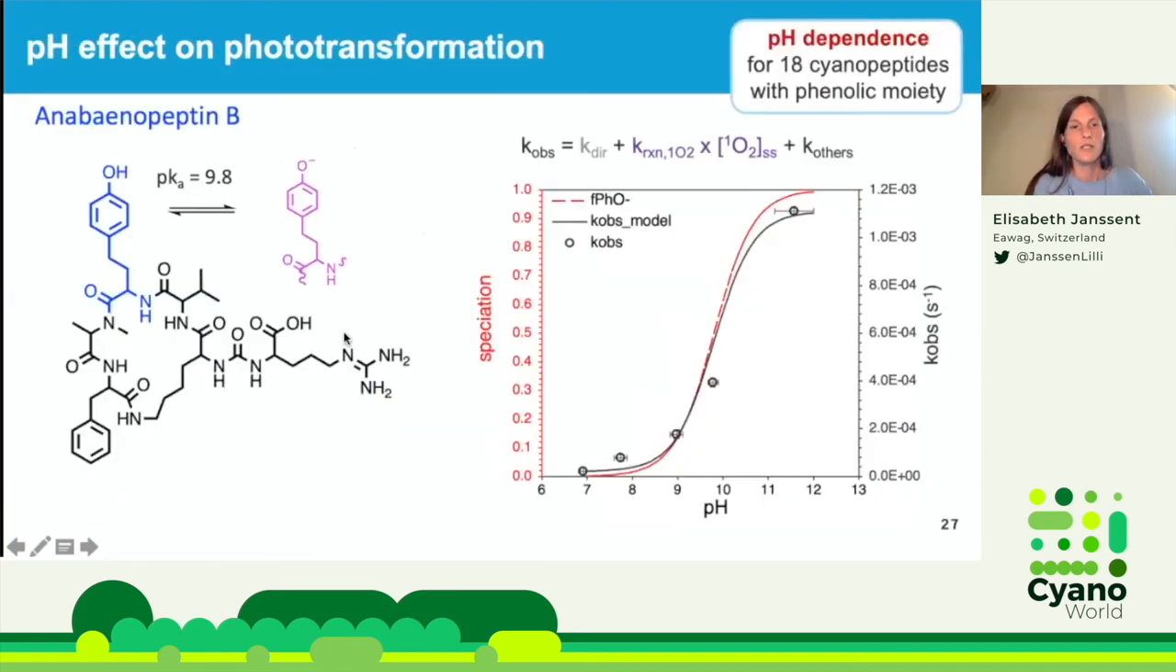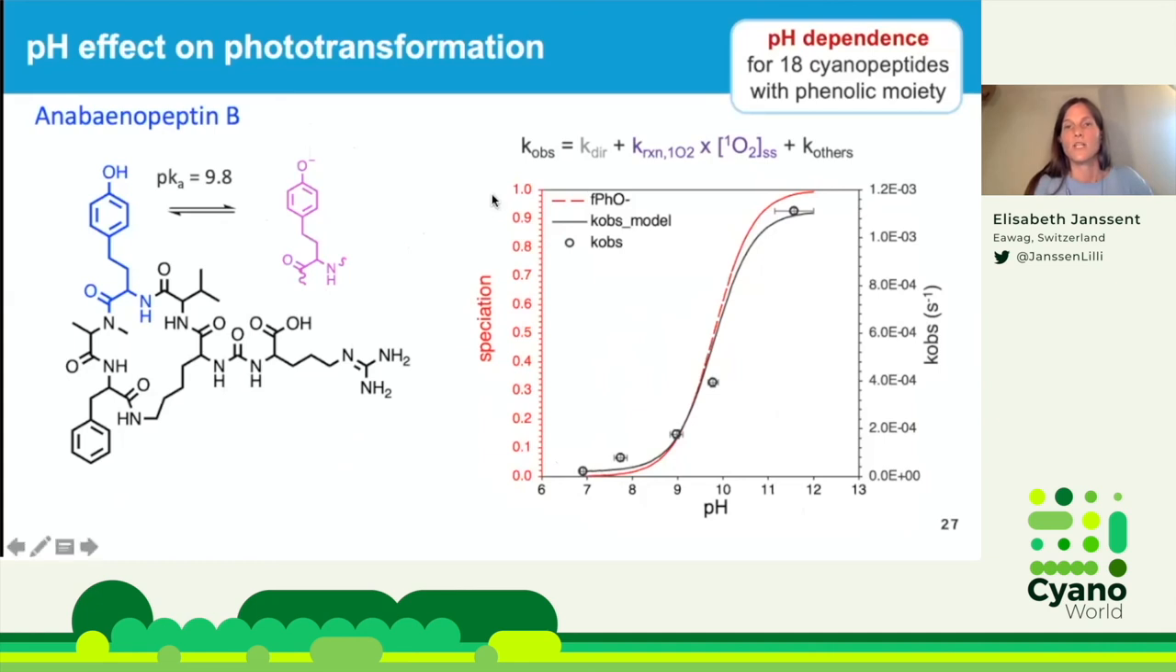And then we did the same experiment, but along the pH gradient. Now we went from 7 to 12, and we can nicely see that the observed transformation rate from the reaction with singlet oxygen nicely tracks the speciation curve. So this further verifies that the main reactivity comes from the deprotonated phenolate form.